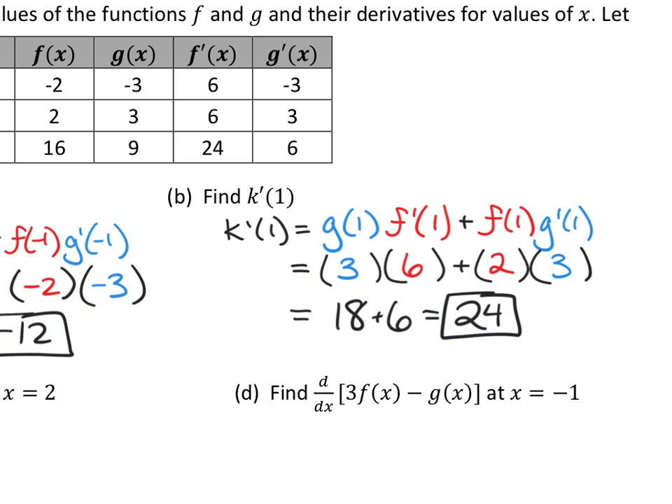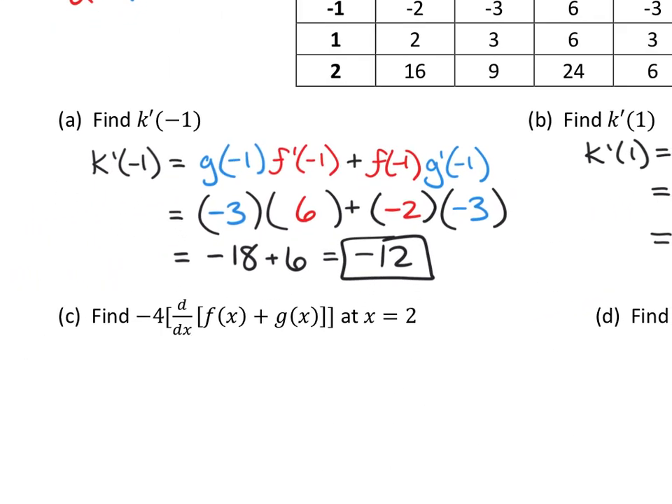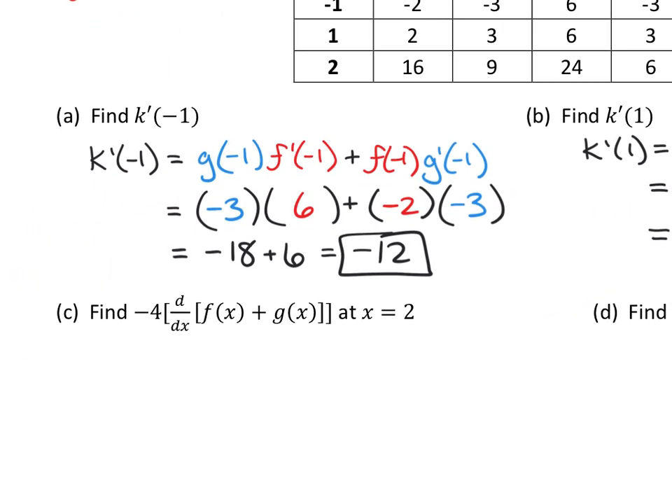In parts C and D, it's another way to ask questions from a table. This one says, find negative 4 times the derivative of f of x plus g of x. Now, question. Since there is a plus right here, do I have to use the product rule? Product rule is for only when it's a product. This is a sum. So no.